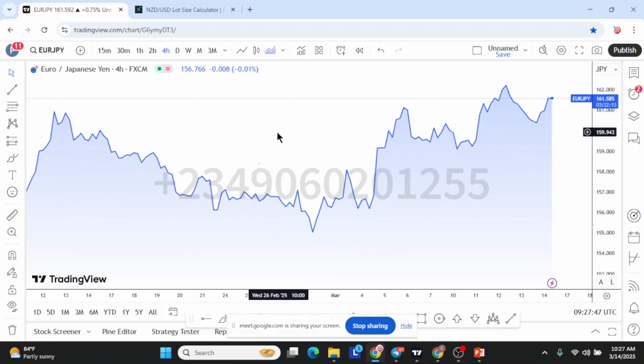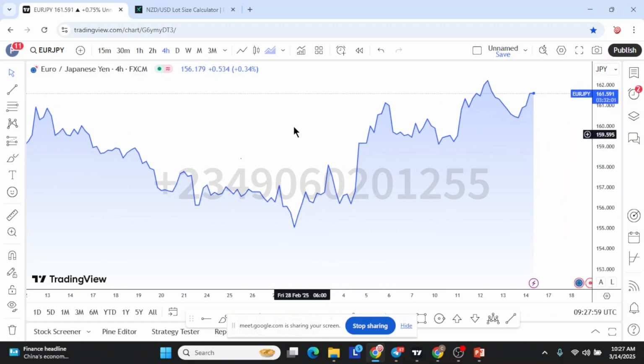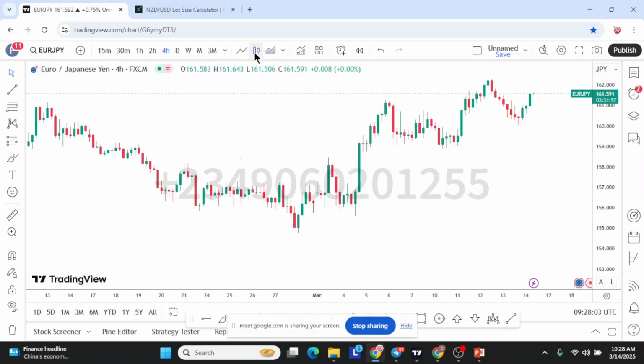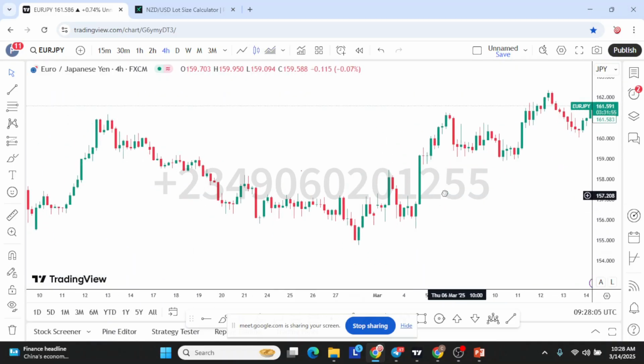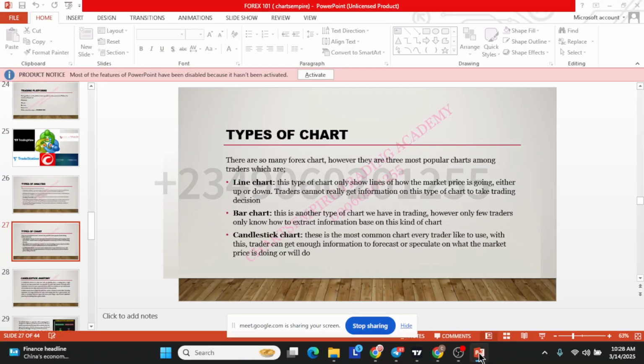You should be familiar with this if you watch more of the news. When they are talking about economic data and stuff like that, they usually bring up this kind of chart. But as a trader, the one we make use of is the candlestick chart. All right, do you get that?